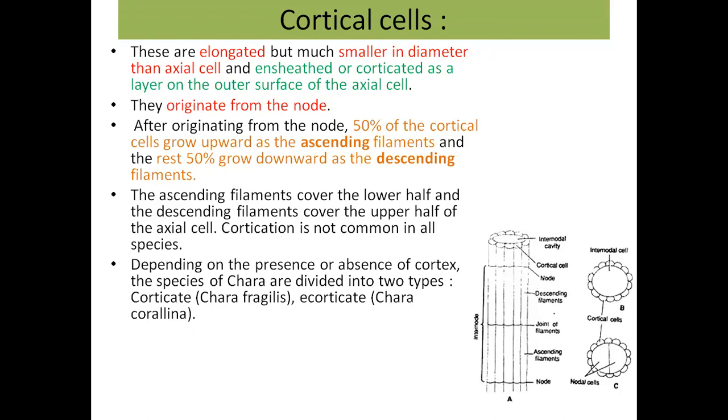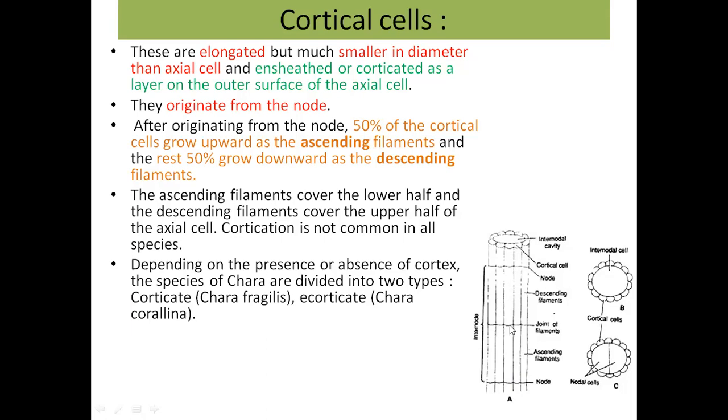And what happens is that, what are the peculiarities of cortical cells? Here you can see, I have already said that they are originating from the nodal cells. Cortical cells are originating from nodal cells. So this is one node and this is another node. And these are the cortical cells and they originate from the nodal region.